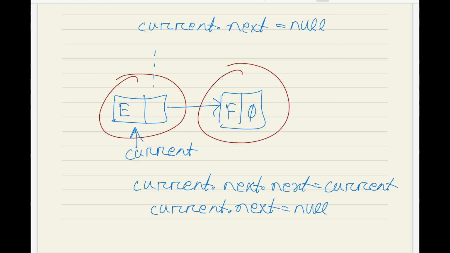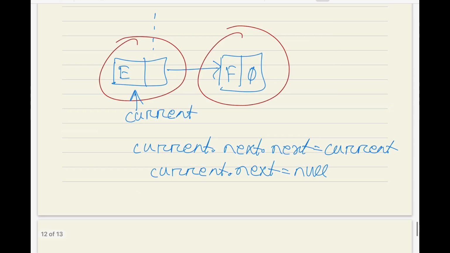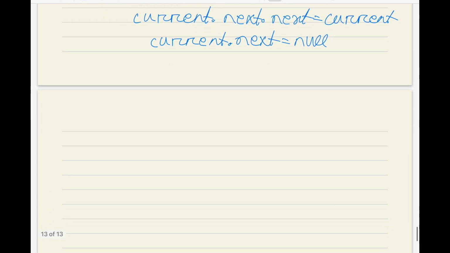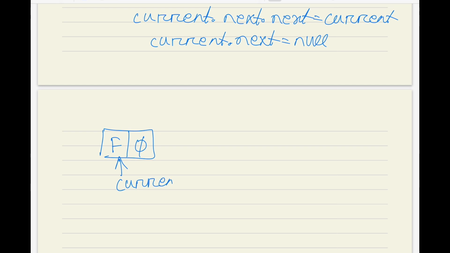Now we want to partition this one into two parts: one where the solution is known, and another where the solution is not known. Here you can observe it is a single node, F, and the next of this one is null, and this is the current. As this is a single node, without partitioning further, we can say the reverse of F is only F, because we have only one node.